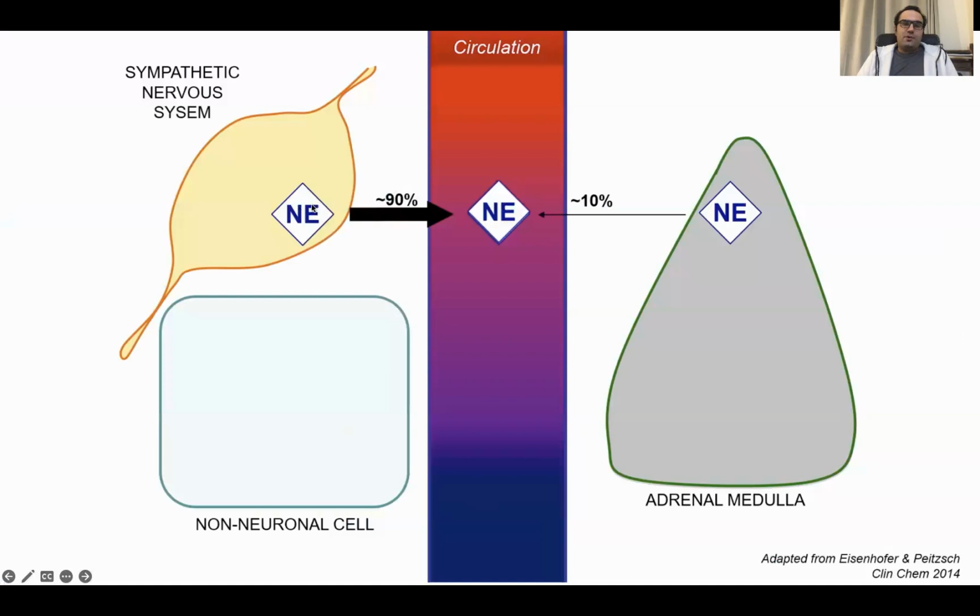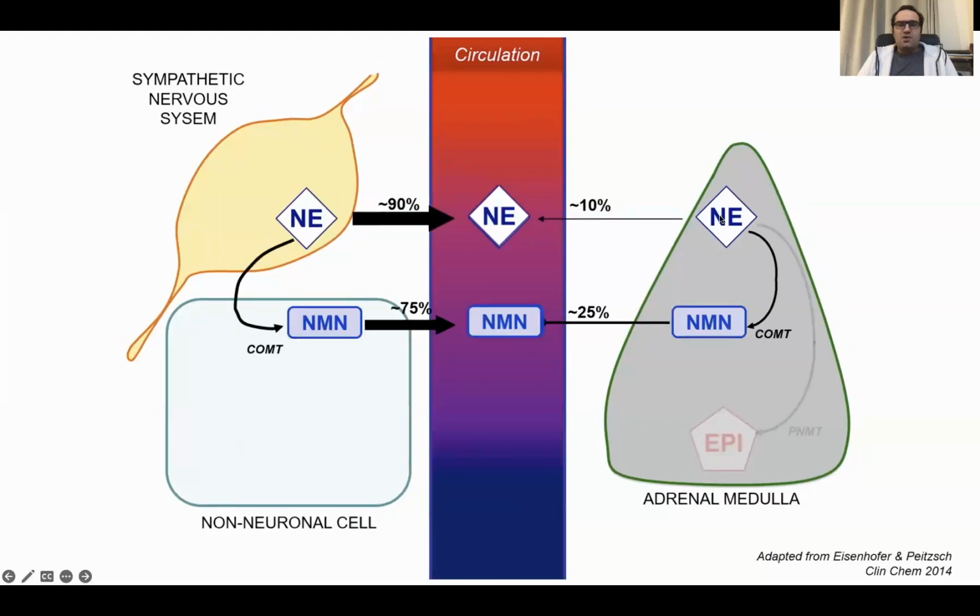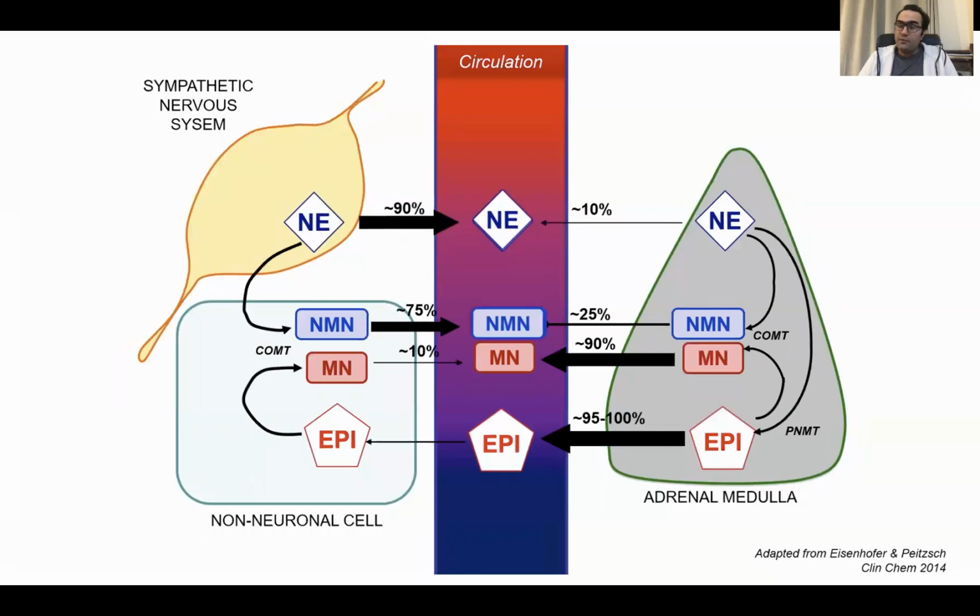90% of the norepinephrine is produced by the sympathetic nervous system, and around 10% is released from the adrenal medulla. Now, this norepinephrine is converted into normetanephrine in both the sympathetic nervous system and the adrenal medulla. In the circulation, about 75% of the normetanephrine is due to the sympathetic nervous system producing it, while the remaining 25% is due to the adrenal medulla producing it.